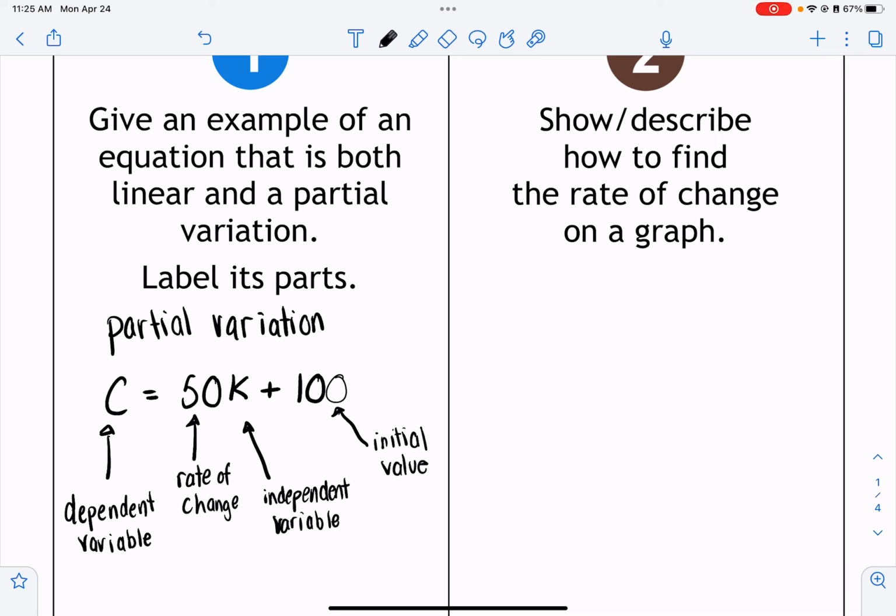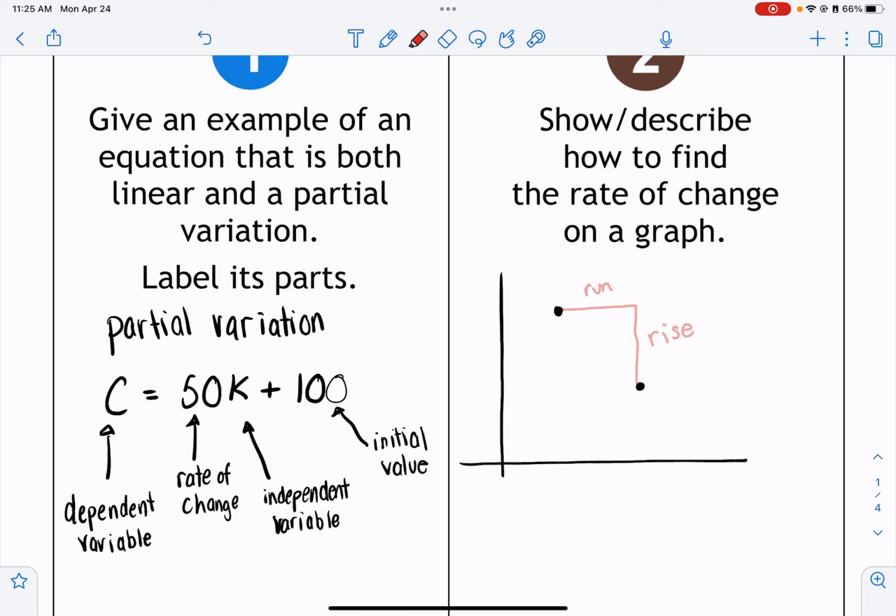Okay. Show and describe how to find the rate of change on a graph. Okay, so if we had a graph, right, and we have any 2 points, let's say it's like this. To find the rate of change between these 2 points, we draw what we call a rate triangle. Once you get further, you might not actually have to draw it. You could just do the important parts of the process. But we have this triangle. Once we have this triangle, we are interested in 2 things. What is the rise? What is the run?